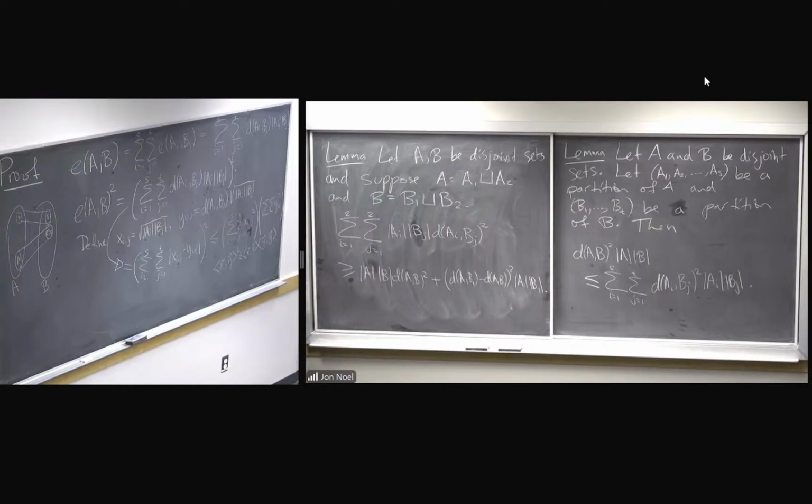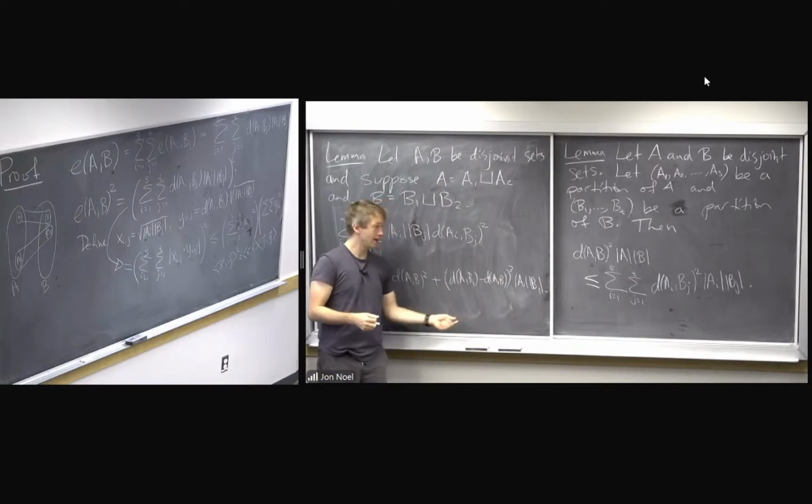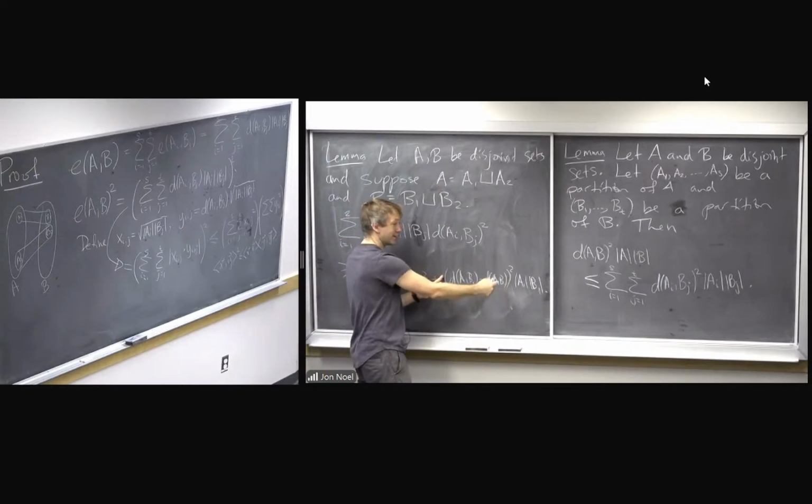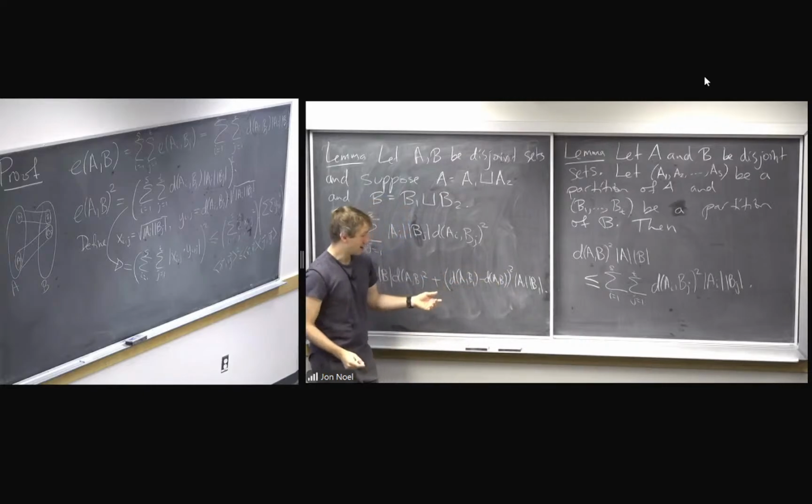So the relevance of this is that what this basically says is if there's a big deviation between the density between A1 and B1 and the density between A and B, like this is a square, right? So if there's any kind of difference between these densities, this is going to make it positive by squaring it.